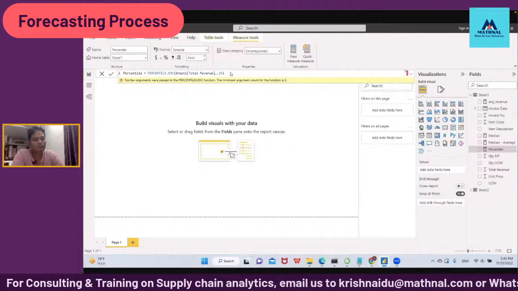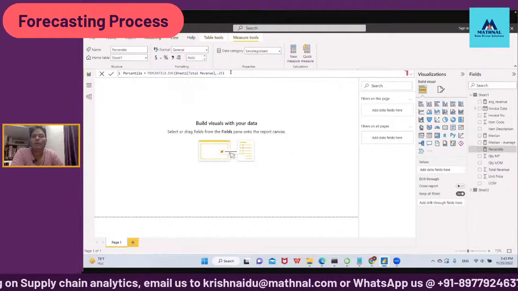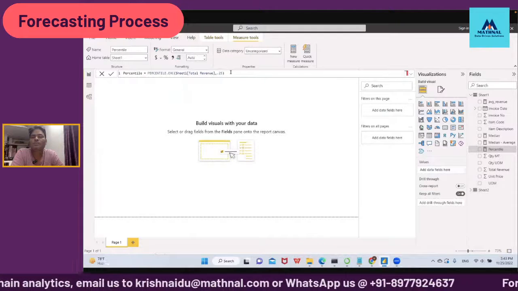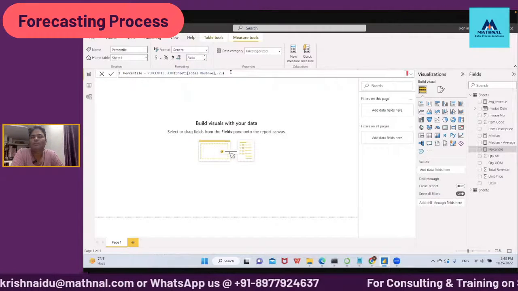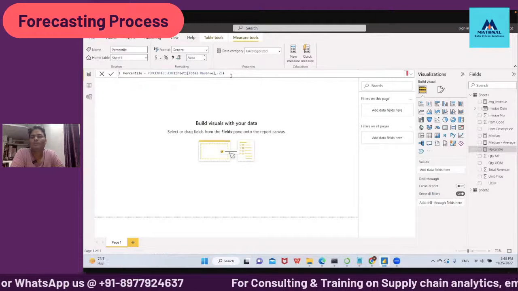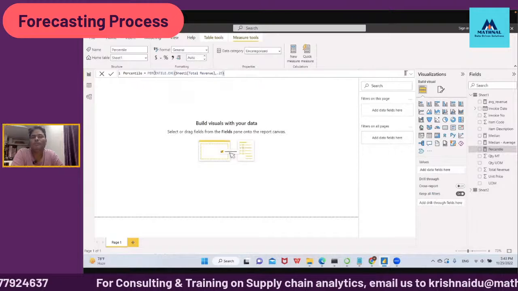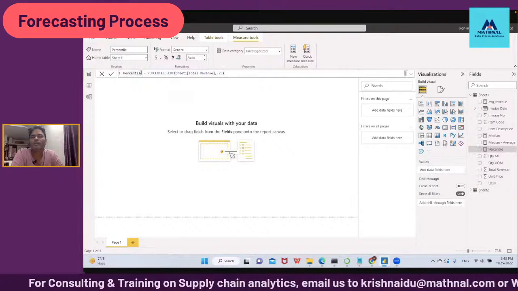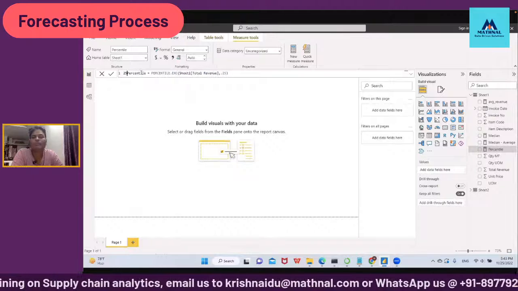Now it's complete. So PERCENTILE.EXC, Sheet1 total revenue, 0.25. Now similarly, give this a name. The name should be 25th percentile. So change the name, make it 25th percentile.